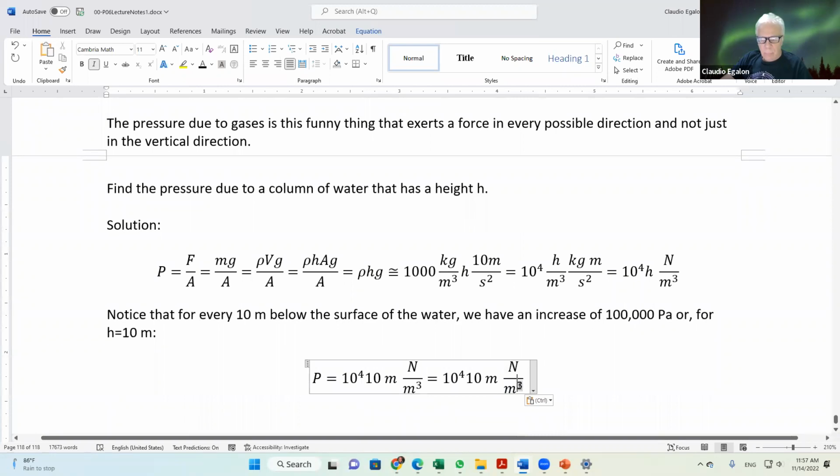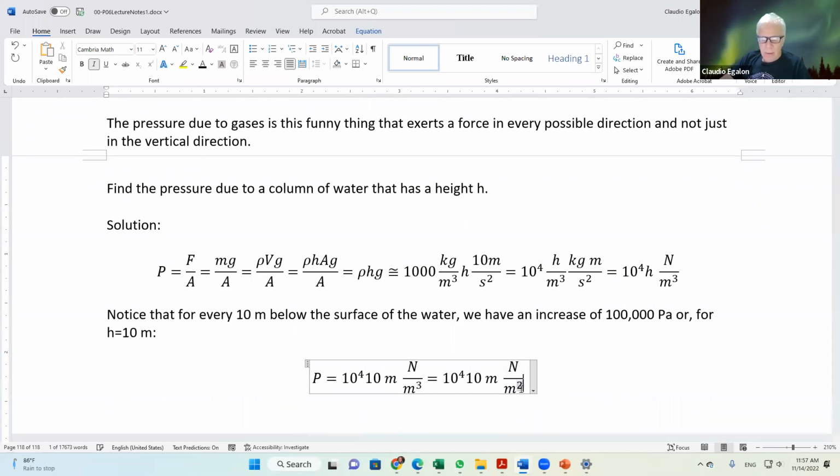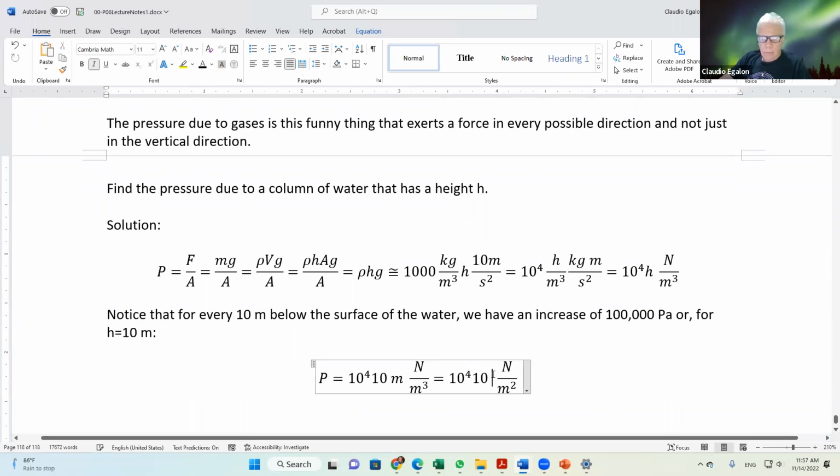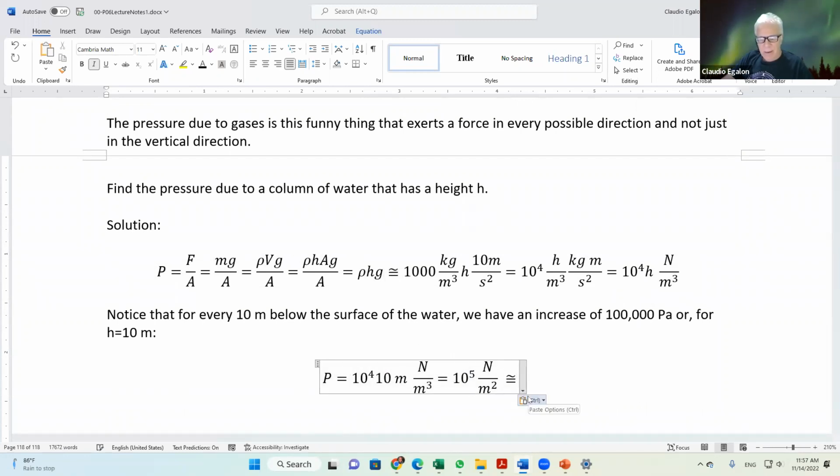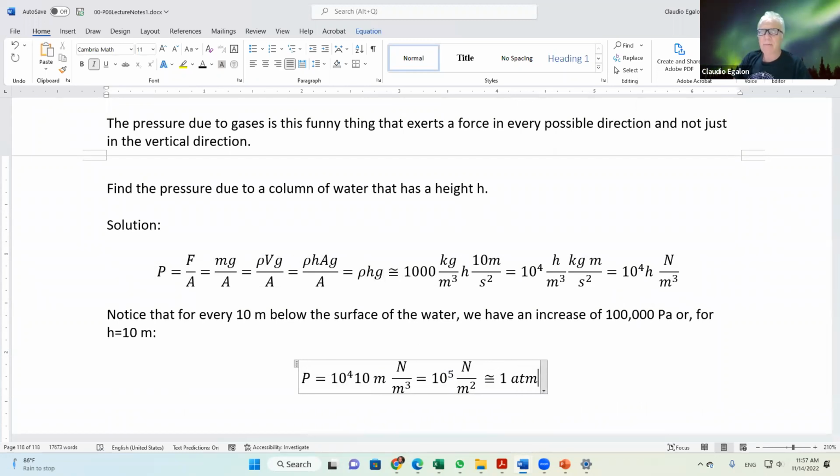This cubic meter becomes the square meter. 10 to the 4 combined with this other 10 gives 10 to the 5th, which is approximately 1 atmosphere, or 100,000 Pascal. Isn't that neat? For every 10 meters that we go below the water, we increase the pressure by 1 atmosphere, by 100,000 Pascal. Easy to memorize, right?